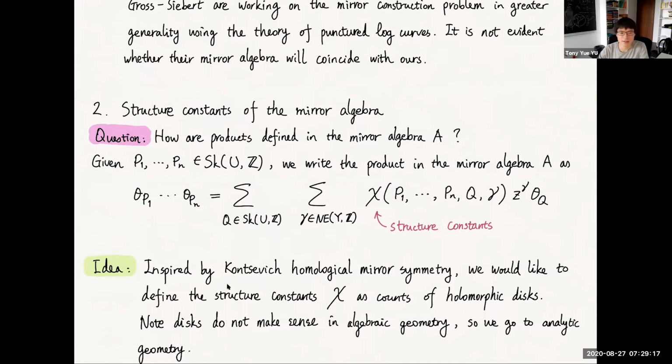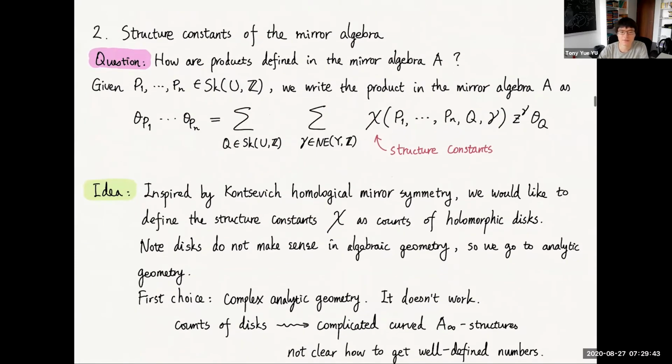So the point of the second part of my talk is to explain how we get these structure constants. Here is the idea. Inspired by Kontsevich's homological mirror symmetry, we would like to define these structure constants chi as counts of holomorphic disks. And note that disks do not make sense in algebraic geometry, so we have to go to analytic geometry. The first choice is complex analytic geometry. It doesn't really work, because counts of disks in complex geometry or symplectic geometry give rise to complicated so-called curved A-infinity structures. And it's not clear how to get well-defined numbers of counts from these A-infinity structures.